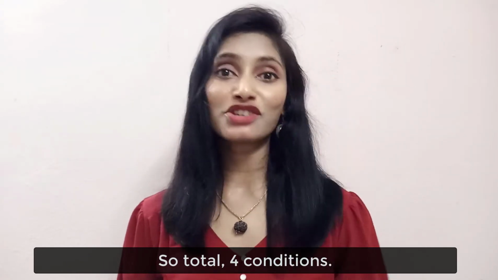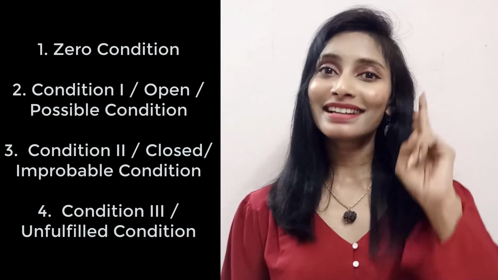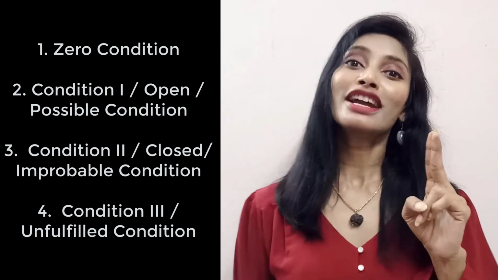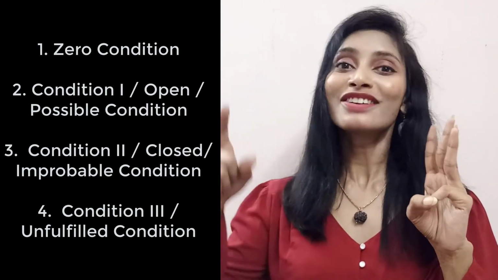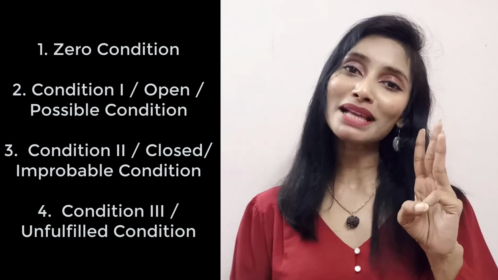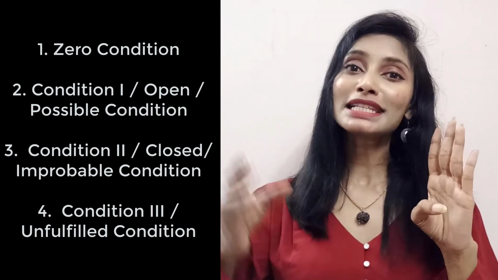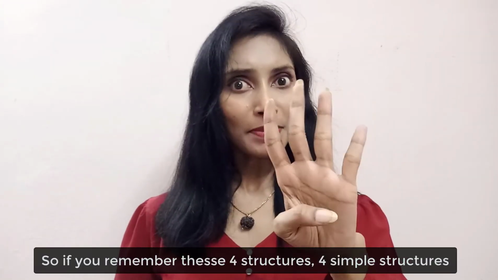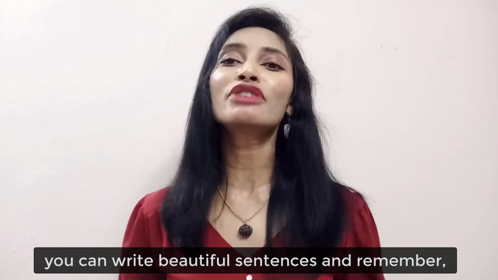So total 4 conditions. 0 condition, if plus simple present followed by simple present. Condition 1 or open condition, if plus simple present followed by simple future. Condition 2 or closure condition, if plus simple past followed by would plus V1. And there is a subcondition, imaginary condition, where we use past subjunctive. Condition 3 or unfulfilled condition, if plus had plus V3 followed by would have plus V3. So if you remember these 4 simple structures, you can write beautiful sentences.